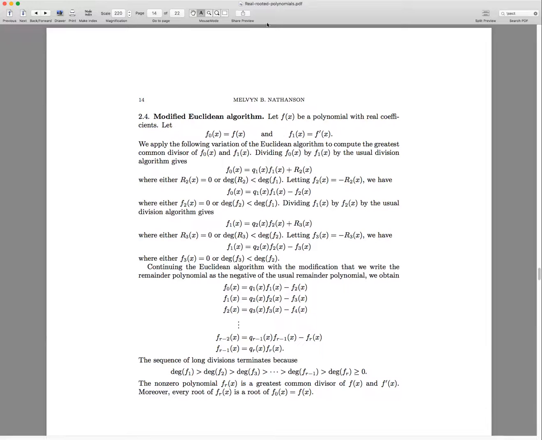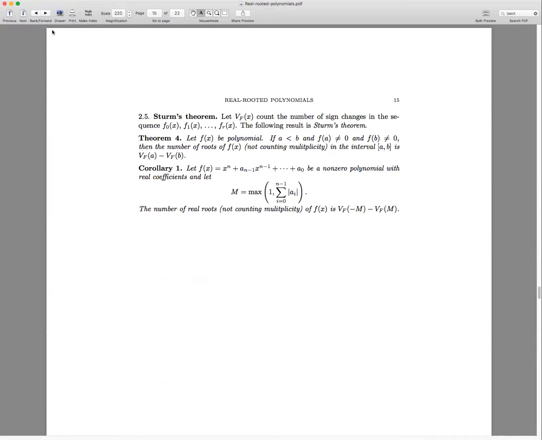You have this sequence of polynomials, and if you evaluate it at A, you get a sequence of real numbers, which has a certain number of sign changes. And if you evaluate at B, you get a sequence of real numbers, which has a certain number of sign changes. The number of sign changes at A minus the number of sign changes at B is exactly equal to the number of distinct roots between A and B, not counting multiplicity. So this is Sturm's theorem.